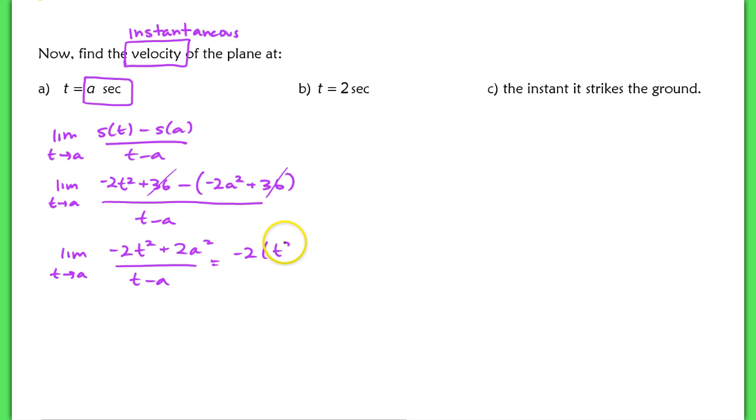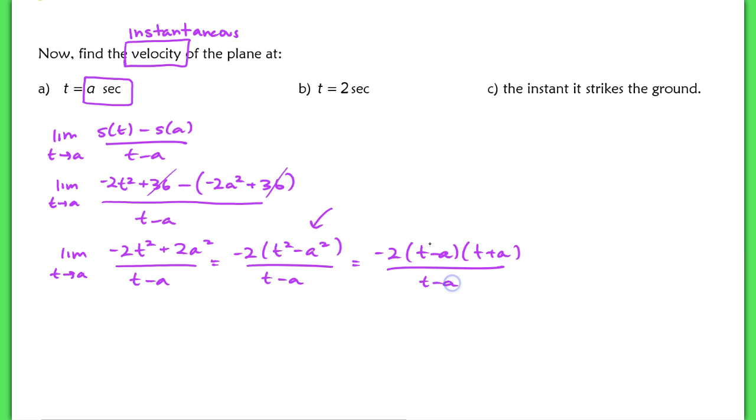Now I'm going to factor out a negative 2 from that numerator here. So I have t squared minus a squared over t minus a, and then I notice that this is a difference of squares, so if I factor that even further, I have t minus a times t plus a in that numerator, and that t minus a will cancel with that denominator. So I want to find the limit as t approaches a of negative 2 times t plus a.